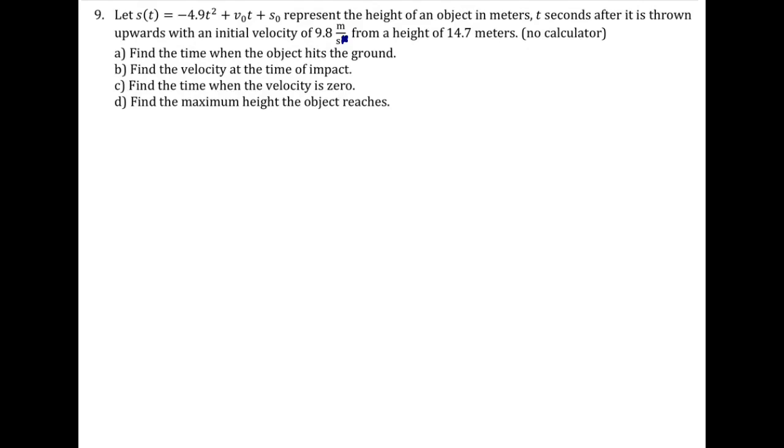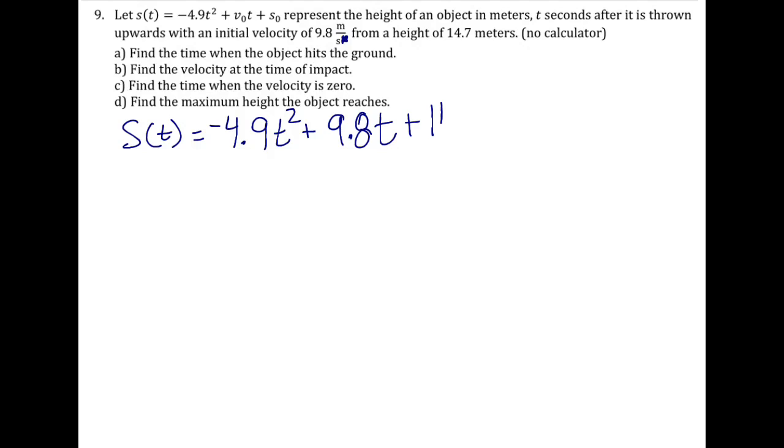So first off, we need to write our equation. S of t, the height of the object with respect to time, equals negative 4.9 t squared plus the initial velocity, which is 9.8 t, plus the initial height, which is 14.7. And now I want to know at what time the object hits the ground, aka if you can picture this situation, I want to know what this x-intercept right here is.